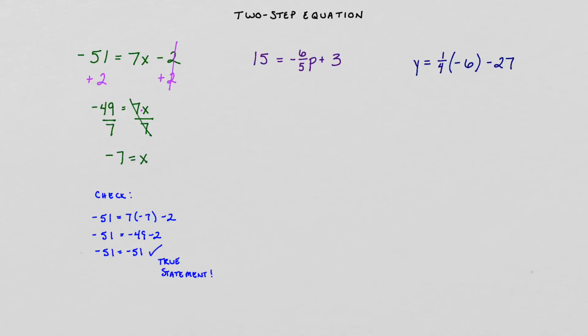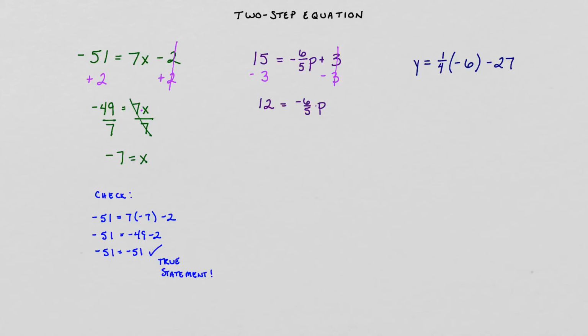So we have 15 is equal to negative 6/5 times p plus 3. Again, we want to work our way in toward that variable. So the first thing I would suggest doing is focusing your attention on the plus 3, or that addition of 3. So the opposite of addition would be subtraction. So I'm going to subtract a 3 from both sides, again, to make sure that that equation is balanced. This will result in 12 is equal to negative 6/5 times p.